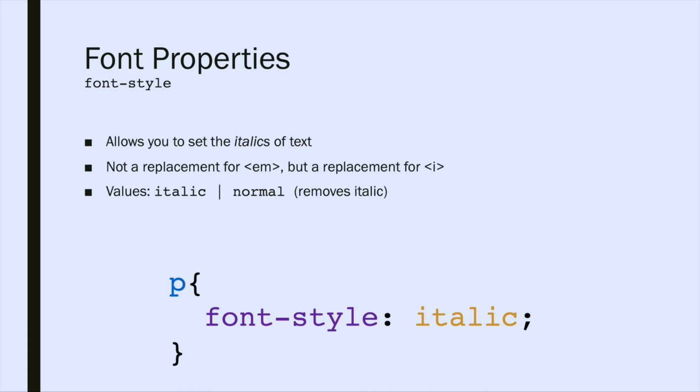Next, you have font style. This allows you to set the italics of a text. Why it isn't called font italics, I don't know. Again, I didn't create HTML. This is not a replacement for EM, but it is a replacement for the I tag, again because the I tag is not semantically allowed; it doesn't really modify the pronunciation or the emphasis of text versus the EM. The values are italic and normal, not italicize or italication or anything. It's just italic. Font style, italic. You also have normal, which removes italic if the item is already pre-stated as being italic.